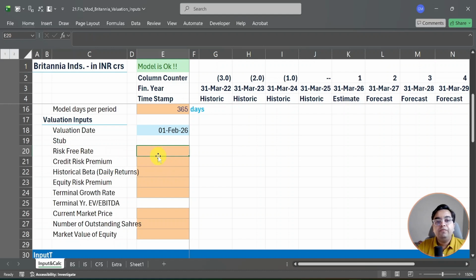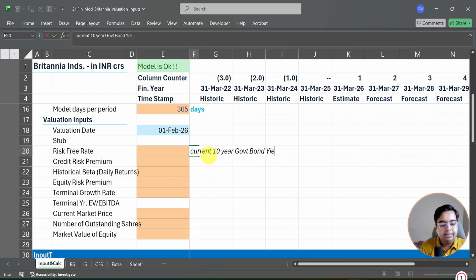For risk-free rate, let me write what we would be doing and how you would use this file and this information if you're preparing a similar kind of model for some other company. For this, we are going to refer to the current 10-year government bond yield. What could be the source? CCIL could be one of the sources, or Bloomberg. So Clearing Corporation of India Limited or Bloomberg can be the source.